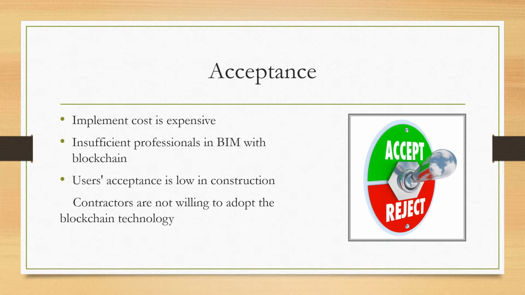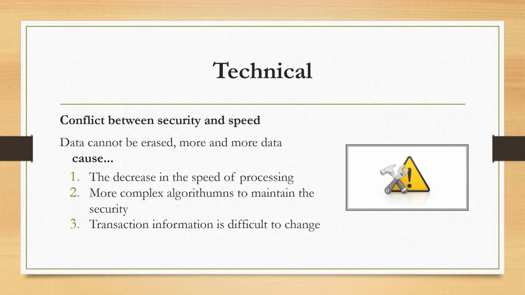First, economically, the cost of creating blockchain technology is expensive when it is implemented in BIM. Also, there are insufficient professionals in these aspects in Hong Kong. It's not easy to hire the related professionals. In the construction industry, it's not easy to be accepted in Hong Kong. They may not be willing to adopt the blockchain because they have to retrain and learn the techniques before using BIM with blockchain.